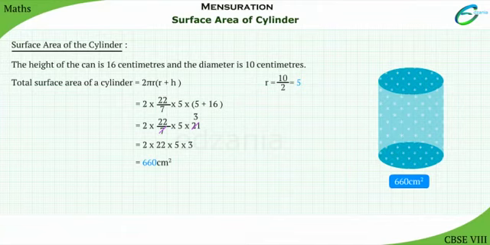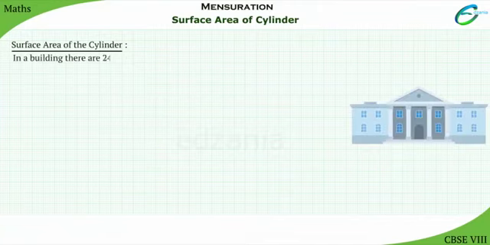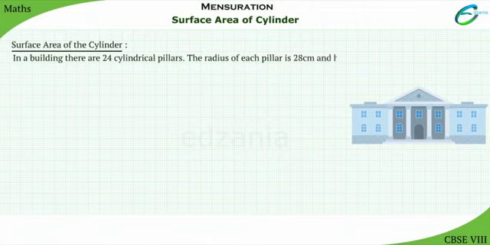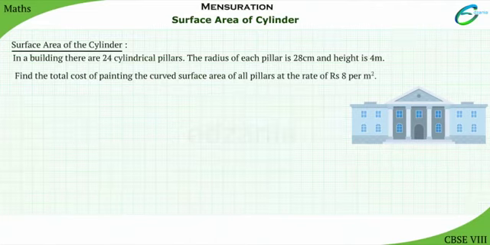Let us take another example. In a building, there are 24 cylindrical pillars. The radius of each pillar is 28 centimeters and the height is 4 meters. Find the total cost of painting the curved surface area of all the pillars at the rate of rupees 8 per meter square. Now let us solve this example.